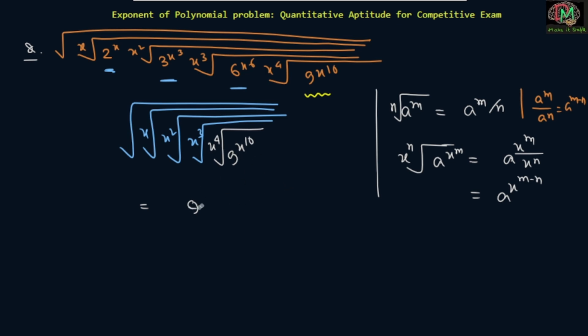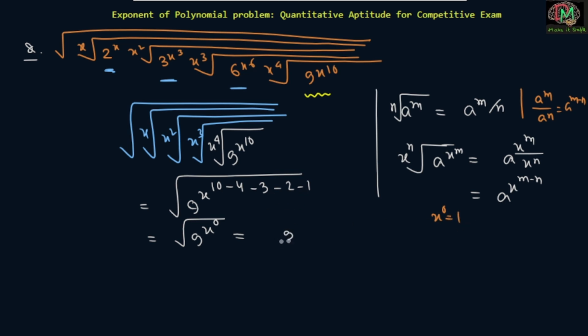So we can finally write as x to the power 10 minus 4 and continue the same operation, that is minus 3 minus 2 minus 1, and finally only the one root is left, and here we get 9 to the power x to the power 4 plus 3 plus 2 plus 1, that is 10. So 10 minus 10 is 0, and there is only the root remaining, and we know that x to the power 0 is equal to 1, so we can write 9, and it is 1, and finally we get root 9, and it is 3.